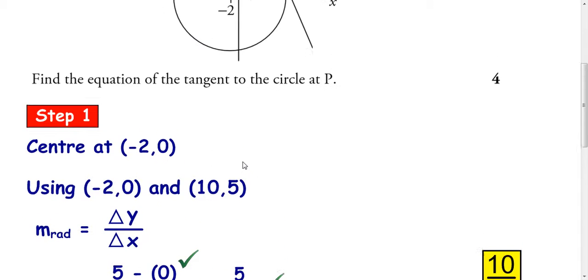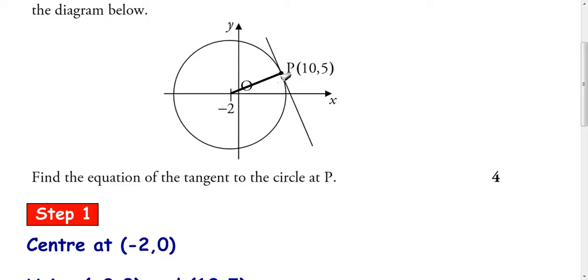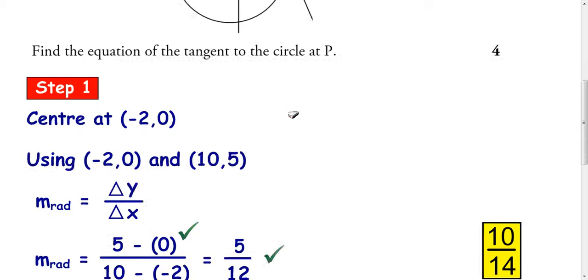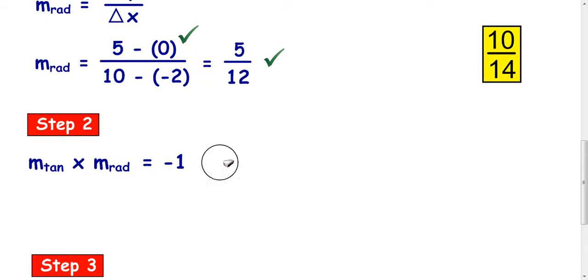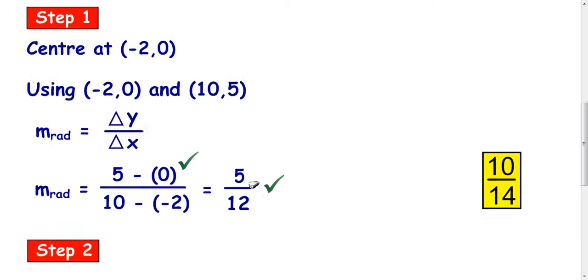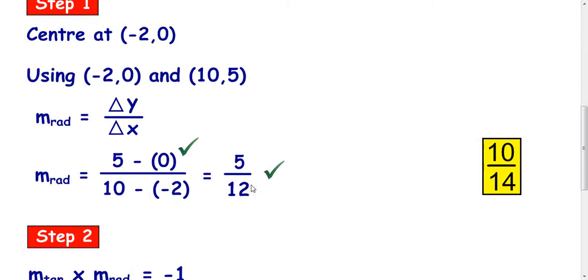Now that we've got the gradient of this line, we can get the gradient of the tangent by using the fact that these gradients multiplied equal -1. So because they equal -1, the easiest way to work out what you multiply this by is to flip it over and change the sign. So that's going to be -12 over 5. So this question's out of 4 marks and we've already got 3.